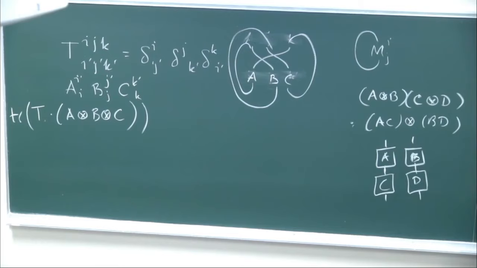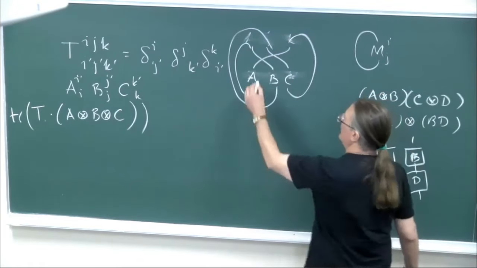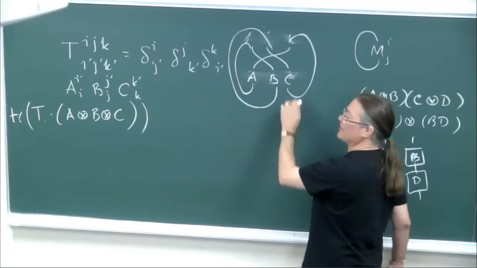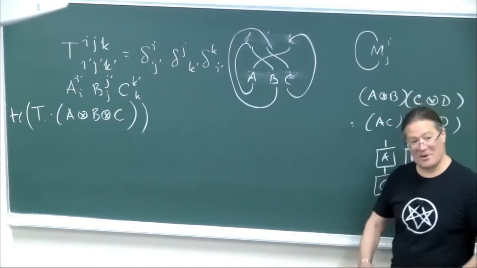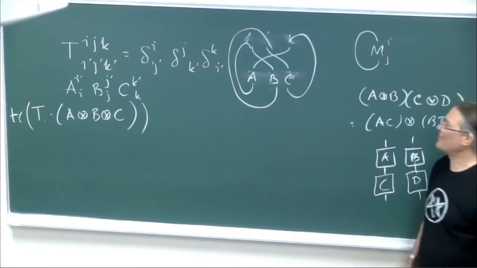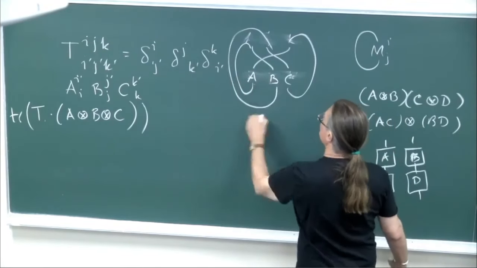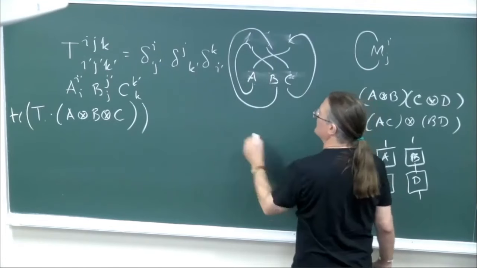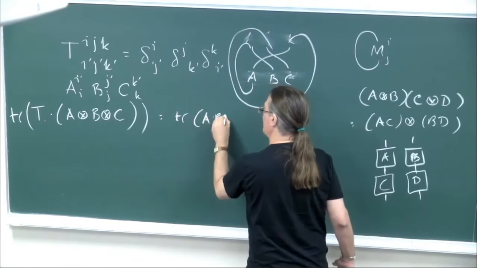Anyway, when I take this lovely little cyclic gadget and attach it to A, B, and C, which means multiplying it by A tensor B tensor C, and then I take the trace, which means looping everything back up to the top, what do I get? Well, I get A, B, C back to A, so this equals the trace of the matrix product ABC.